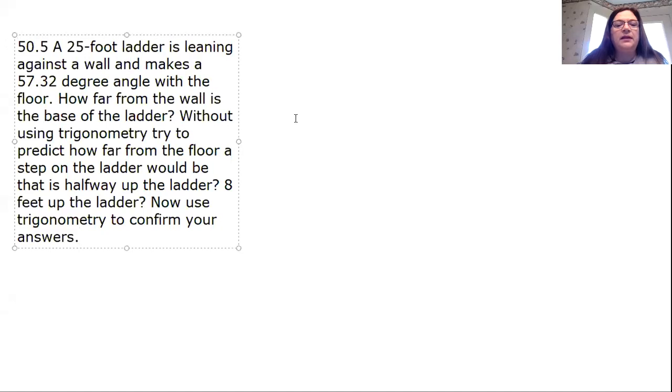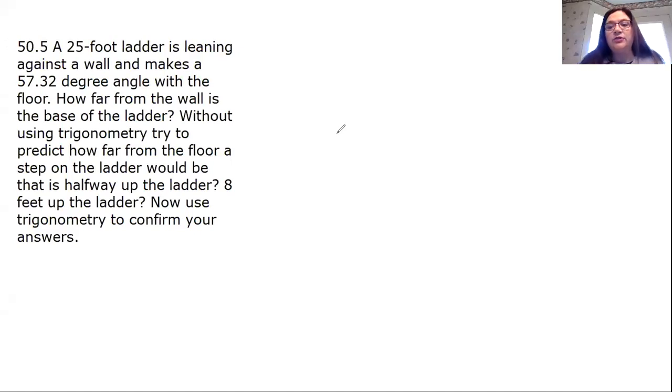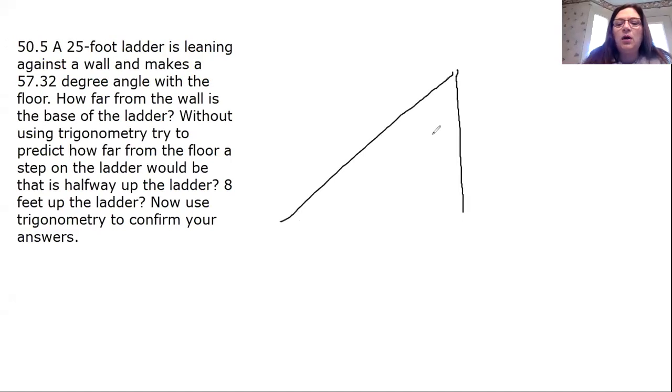And I'm copying that here so we can work on it together. A 25-foot ladder is leaning against a wall. Okay, already I need to draw a picture. I got a ladder, it's up against the wall. Here's my ladder up against the wall, and I'm assuming that we've built our house appropriately and that the wall is perpendicular to the floor.